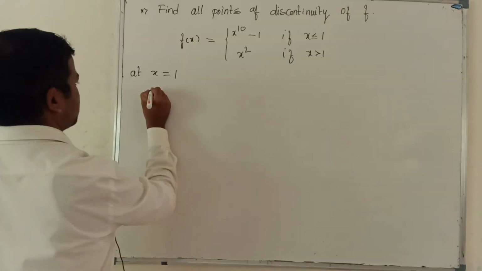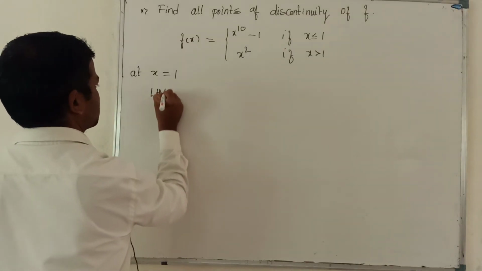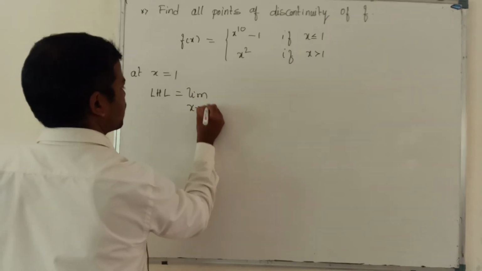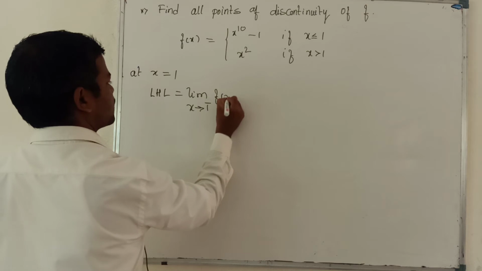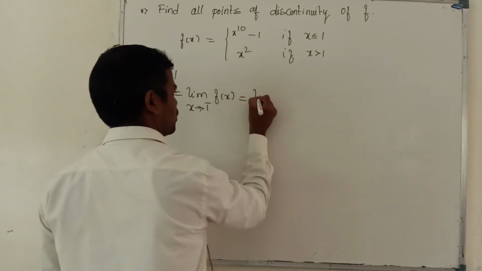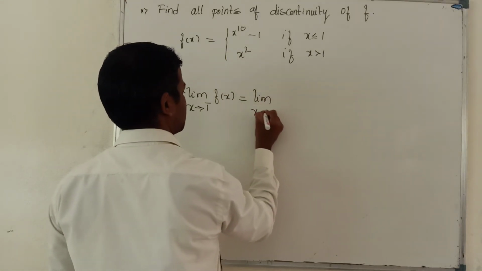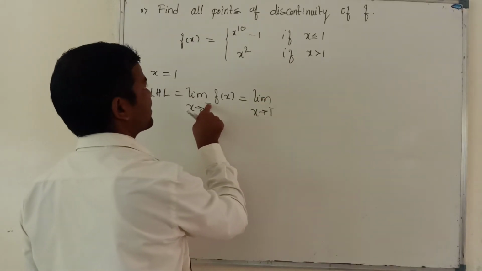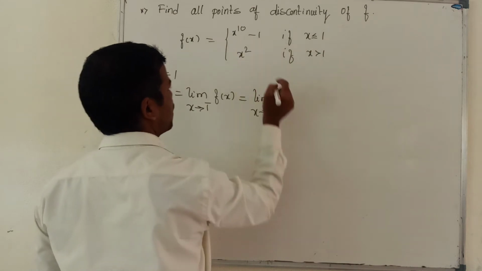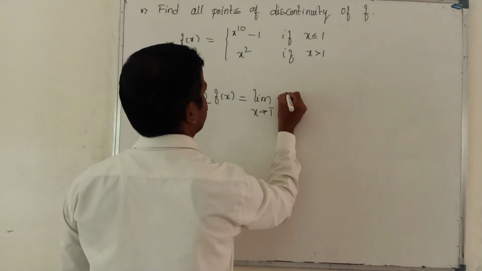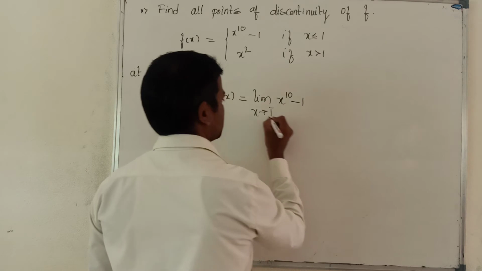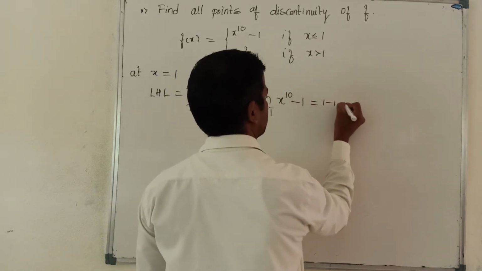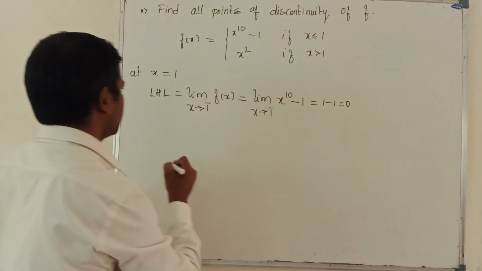So first we will find out the LHL. LHL is equal to limit as x tends to 1 minus f of x. Minus means less than 1. For less than 1, what we have is x raised to 10 minus 1. So put x as 1: 1 raised to 10 is 1, and 1 minus 1 is 0.